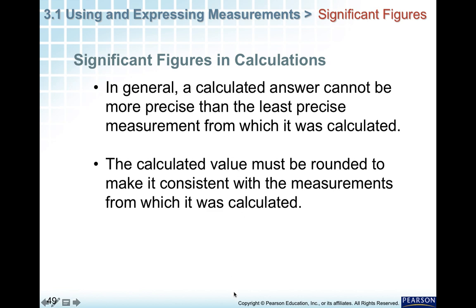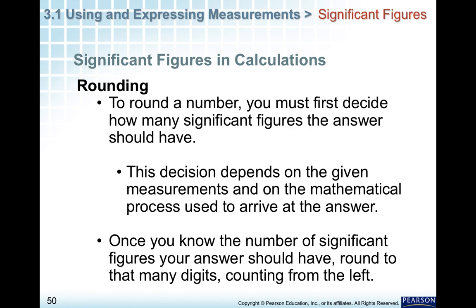Okay, so after we know how many significant figures we have, then we have certain rules for dealing with them in any kind of calculation. So rounding, we're just going to do something real simple like you learned in middle school. If the next digit is 5 or greater, round up. If it's 4 or less, round down. Pretty simple.